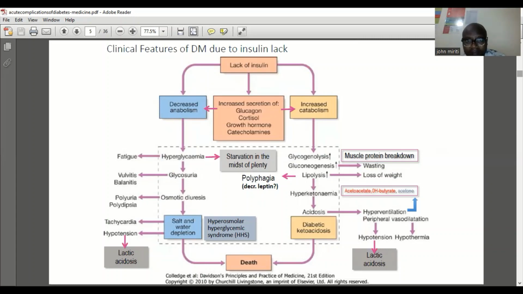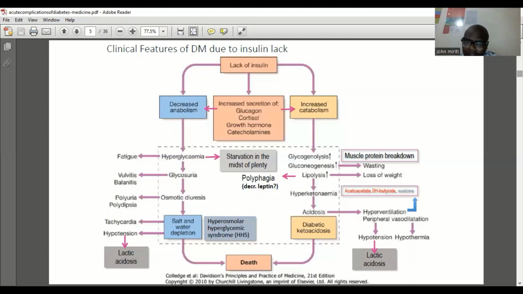There is increased secretion of glucagon, cortisol, growth hormone, and catecholamines. These are the hormones which work against insulin, the insulin antagonists. So if these are produced, they lead to what? They lead to decreased anabolism, and they also lead to increased catabolism.